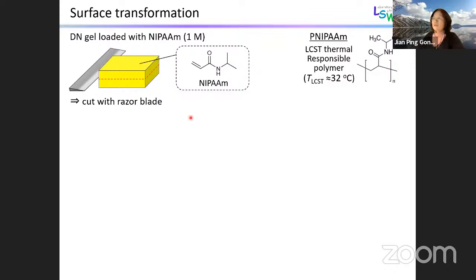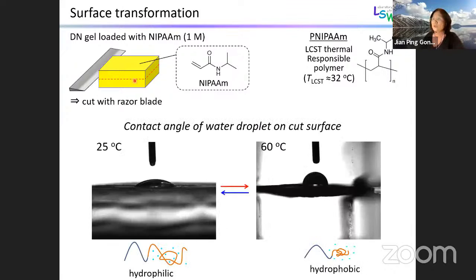And again, we use NIPAM. If we cut the gels, at the cutting regions mechanophores are also formed, and these mechanophores can be used to initiate NIPAM polymerization, and this polymerization can change the surface property. For example, at a low temperature, it's hydrophilic, and at high temperature, it becomes hydrophobic, so the contact angle of the gel changes.